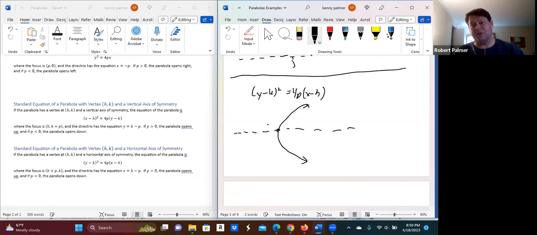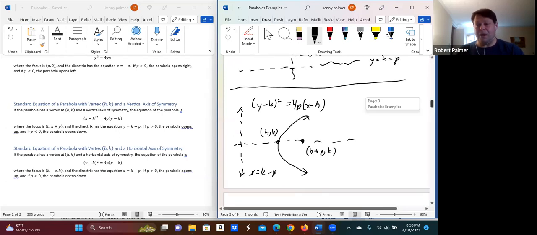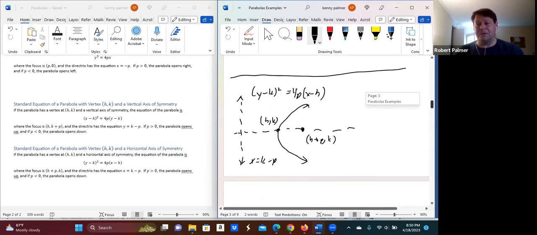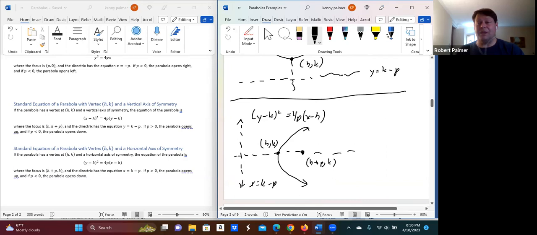Our vertex is once again at the point (h, k). The focus is going to be the point (h plus p, k). And the directrix is once again a vertical line, and it will have the equation x equals h minus p. The same things apply to both. If p is positive for the first one, it opens up; negative, it opens down. Here, if p is positive, it opens to the right; negative, it opens to the left.